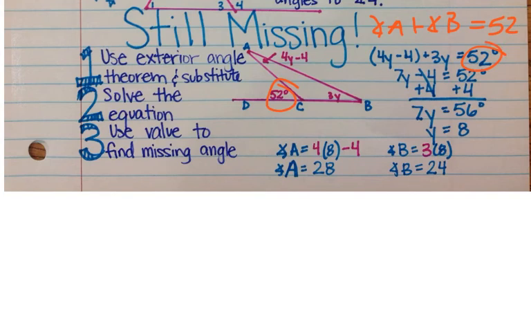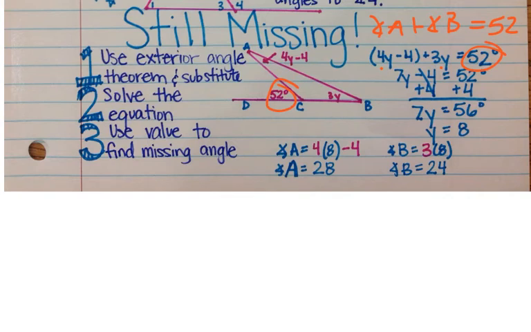My next step is to combine like terms. I have 4y and I have 3y. I'm going to combine like terms, and I'm going to get 7y. From here, I'm going to solve. My next step is to add 4 to both sides. And I'm left with 7y equals 56. I will then divide by 7, and y equals 8.